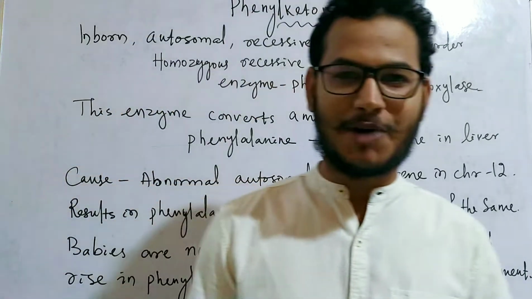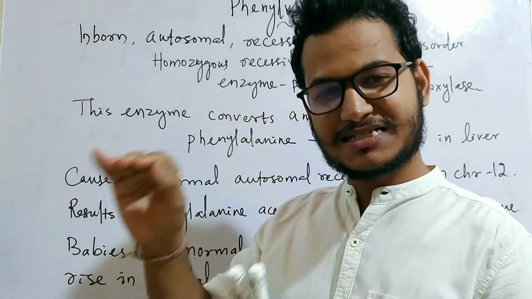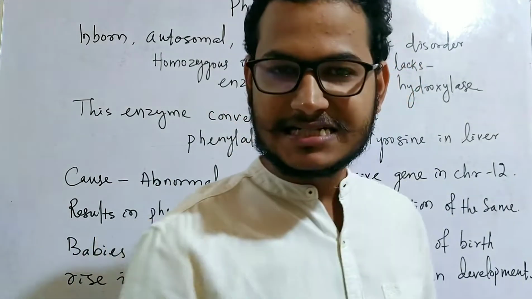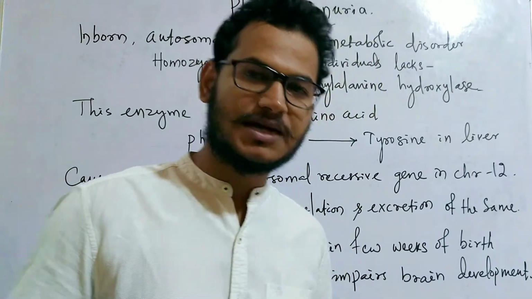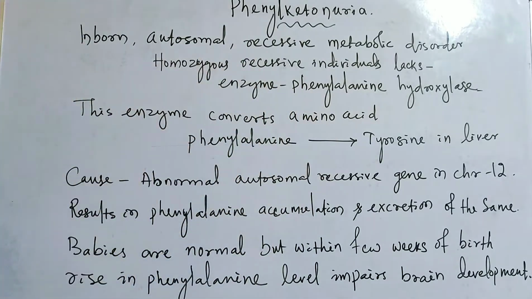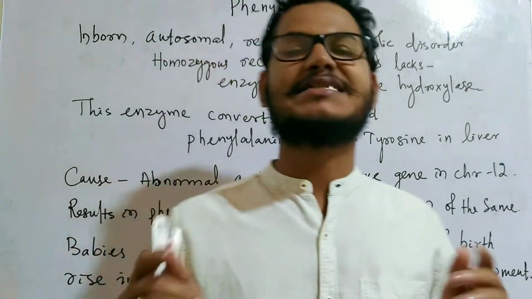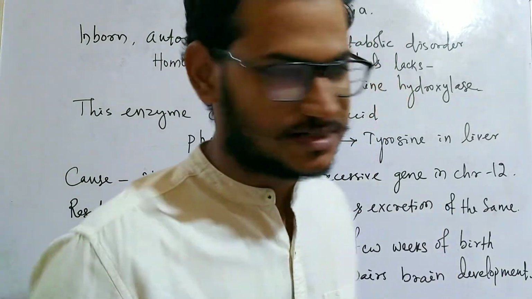Today we will discuss Mendelian disorders. First, let's discuss the recessive disorders. Today in this lecture we are going to discuss phenylketonuria and sickle cell anemia. Let's discuss phenylketonuria first.